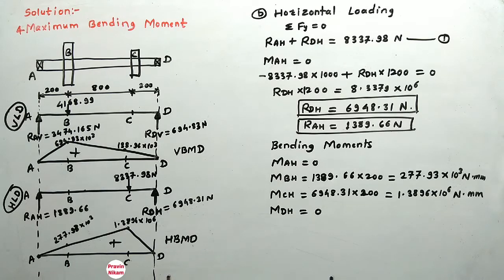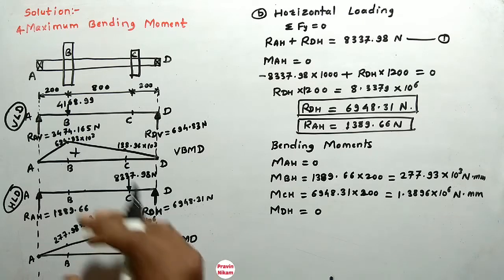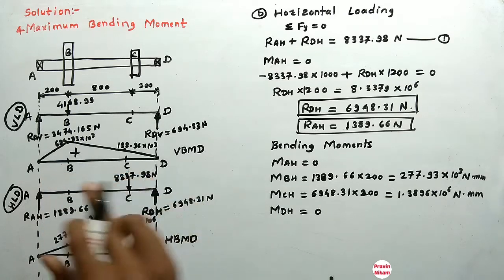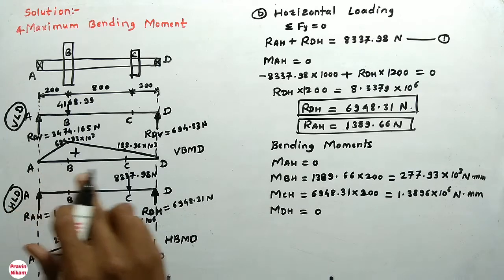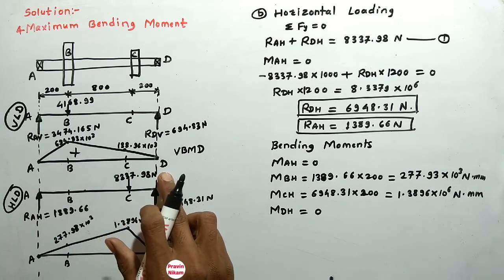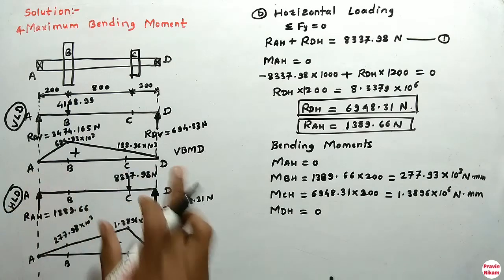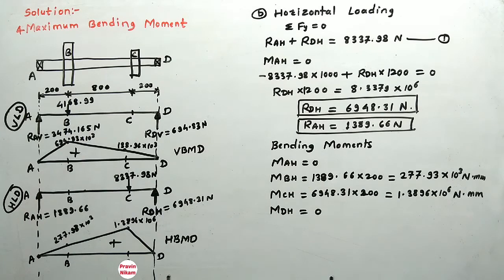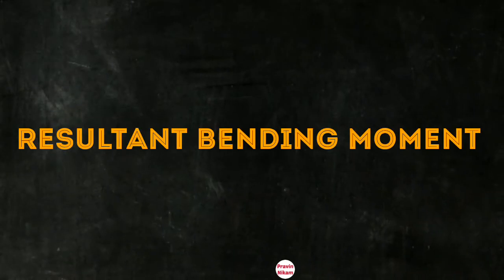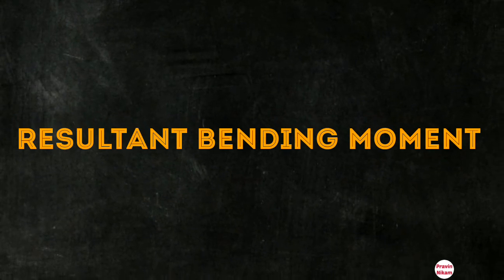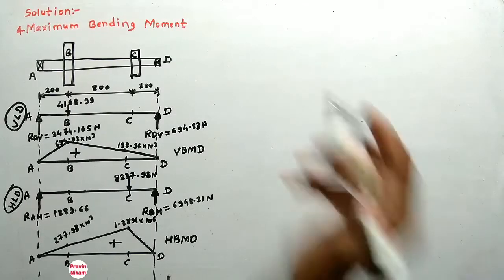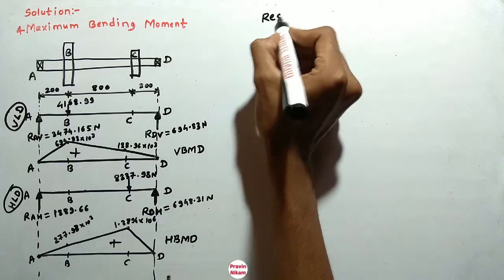Now we require a maximum bending moment. So at which point is there a maximum bending moment? We are going to find out the resultant bending moment at point A, at point B, at point C, and at point D. So let us find the resultant bending moments.